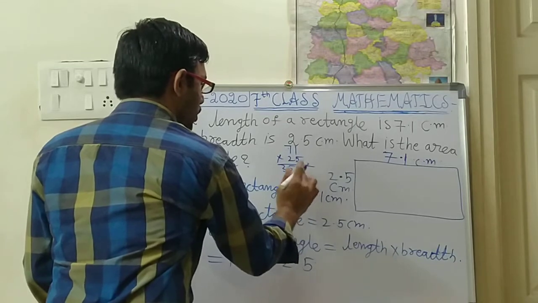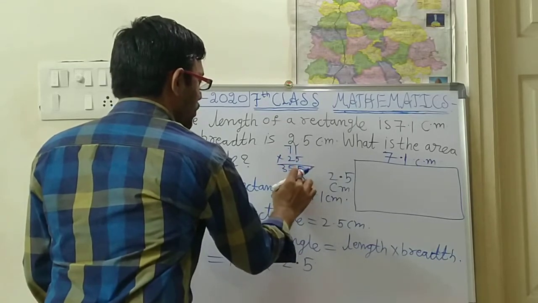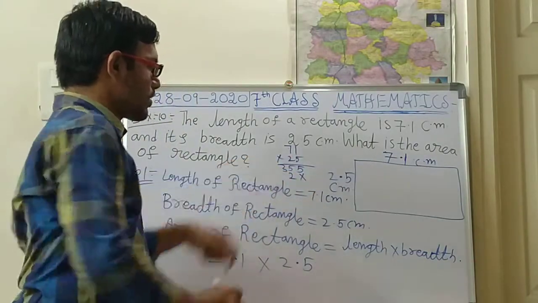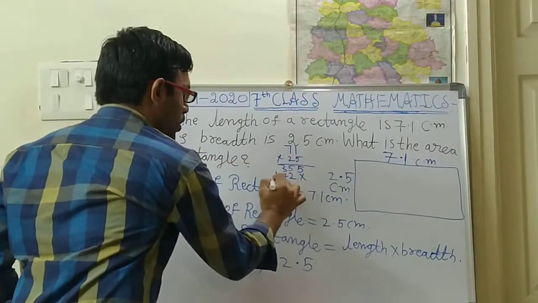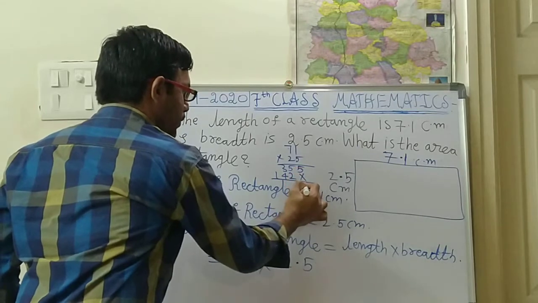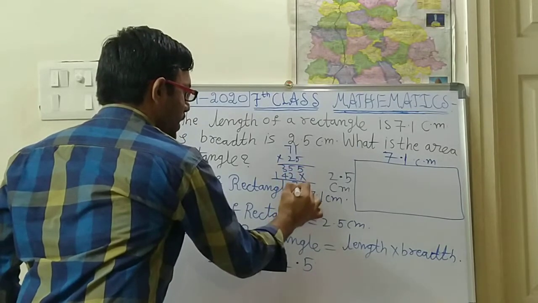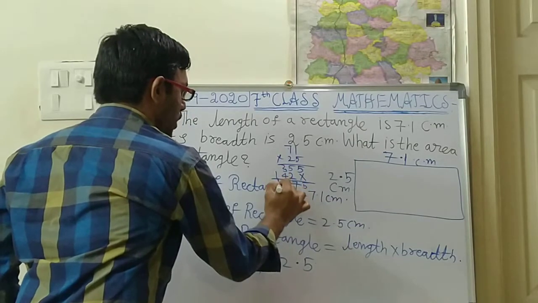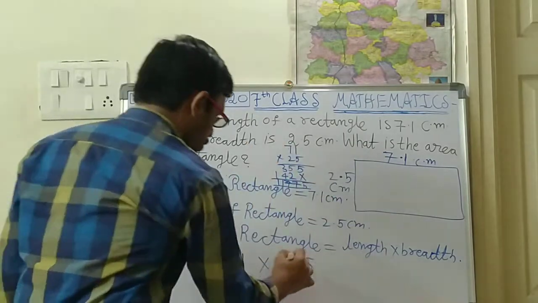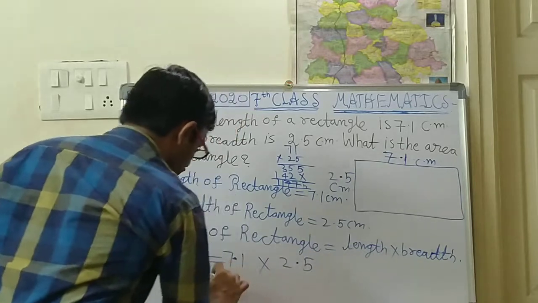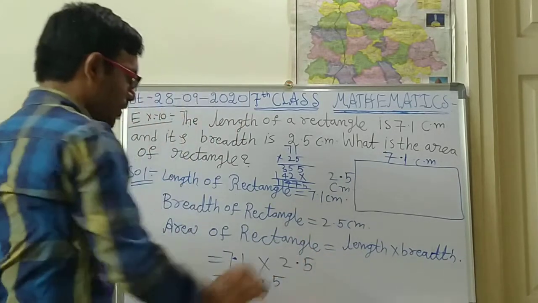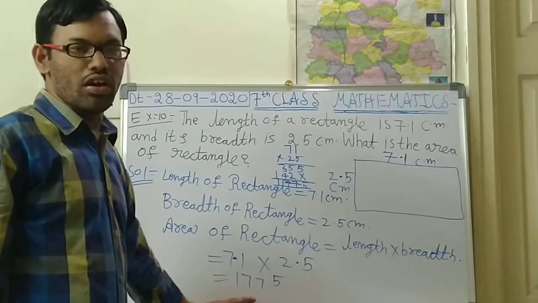Next, the tens place. 2 ones are 2, 2 sevens are 14. So what is the total? 5. Next, 5 plus 2 is 7. 3 plus 4 is 7. Next 1. So the answer here is 1775. Okay, so 1775 we got.